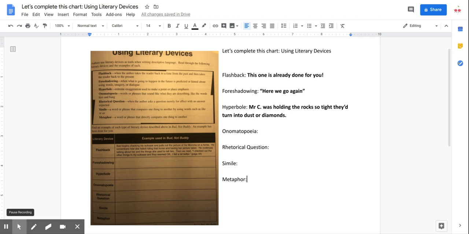Onomatopoeia is next. Love that word. That should be on our spelling list. Onomatopoeia is when words or phrases are used like a sound, like hiss or bang.